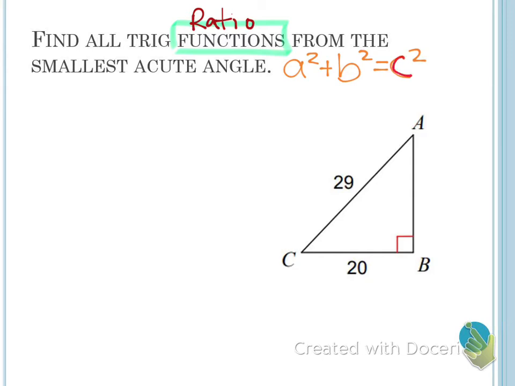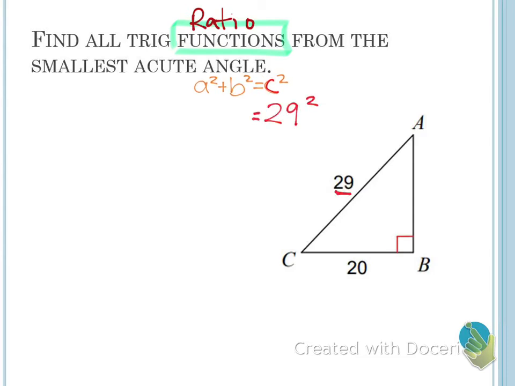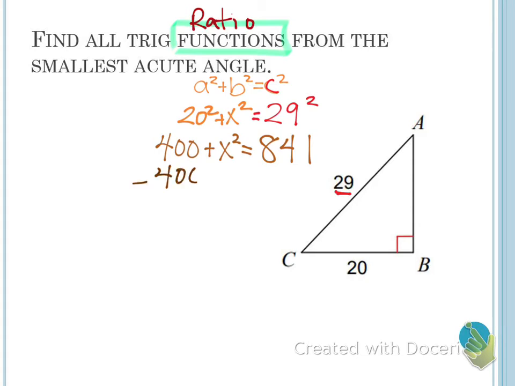Which of these is going to be c? 29. Yep. But now you've got a fancy schmancy calculator. So 20 squared plus, we don't know, so we can call it x squared. 20 squared is 400 plus x squared equals 29 squared, which is 841. Subtract 400. 441, correct.